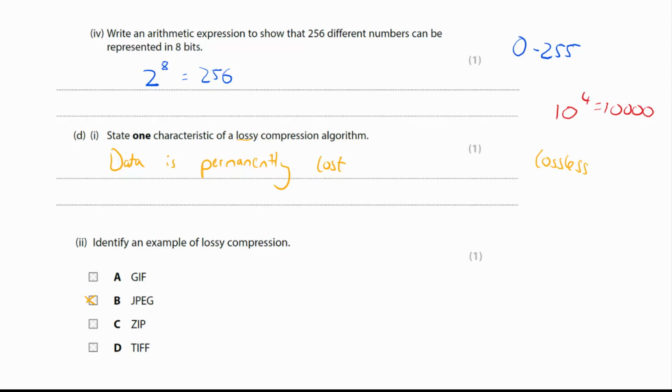To be honest, it's more that I know that JPEG is lossy rather than not knowing the others. I don't really know what TIFF is, or I mean it's obviously lossless, it's not lossy. But it's more that I knew that JPEG is. I think there's a list and a specification of ones you need to know, so maybe have a look at the wiki pages of that. I don't know if I cover it in my video, but yeah, that's the answer.